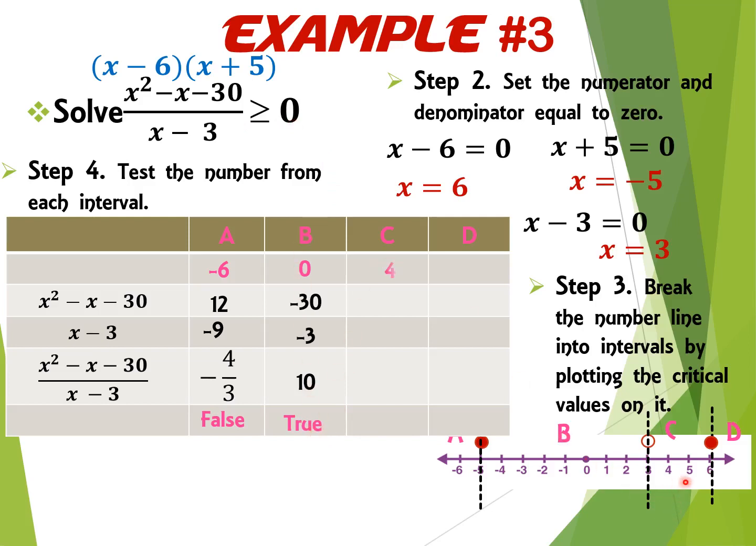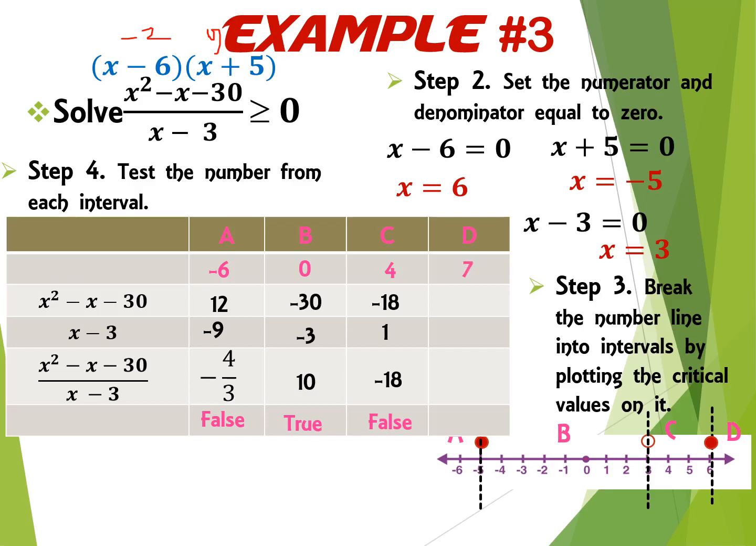Partition C. So let me use 4. Let me use this one again. So 4 minus 6 is negative 2. And then you will have 4 plus 5 is 9. So negative 2 times 9 is negative 18. And then 4 minus 3 is 1. Divide this one, that will give you negative 18. So negative 18 is greater than or equal to 0. Again, this is false. And then for the last partition, you can use 7 or 6 since it is included.